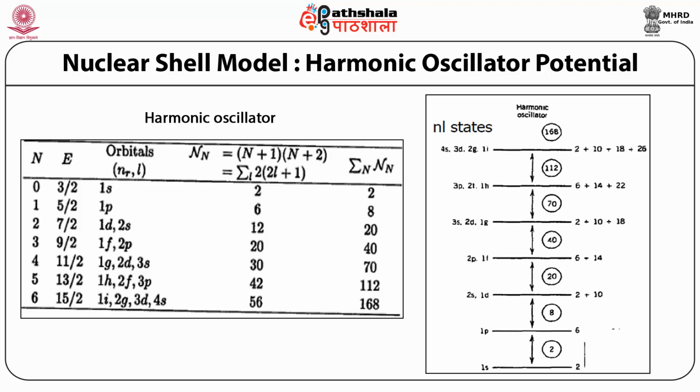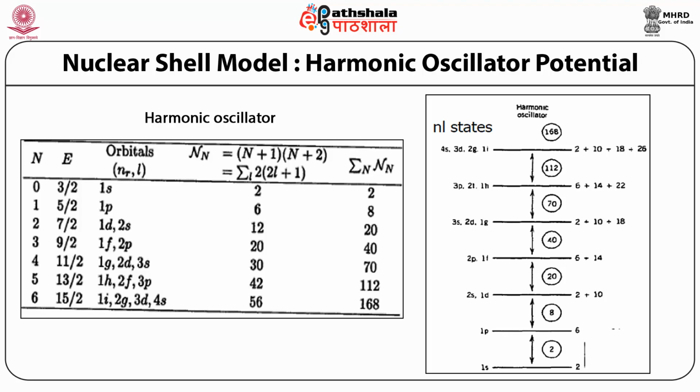Again, for N = 1, E = 5/2 ħω, the 1p orbital is involved, and 6 nucleons will be there. Likewise, for different values of N, we have different energies of the orbitals and different numbers of orbitals involved. If we plot them as a function of excitation energy, we find that the plot looks like the one given on the right hand side of this slide.